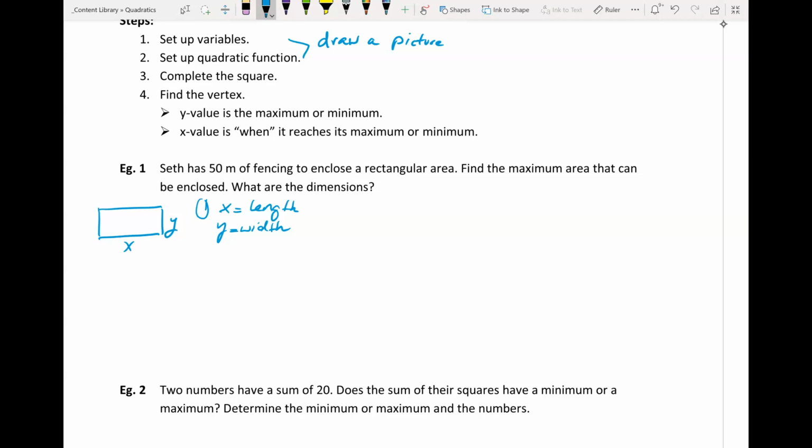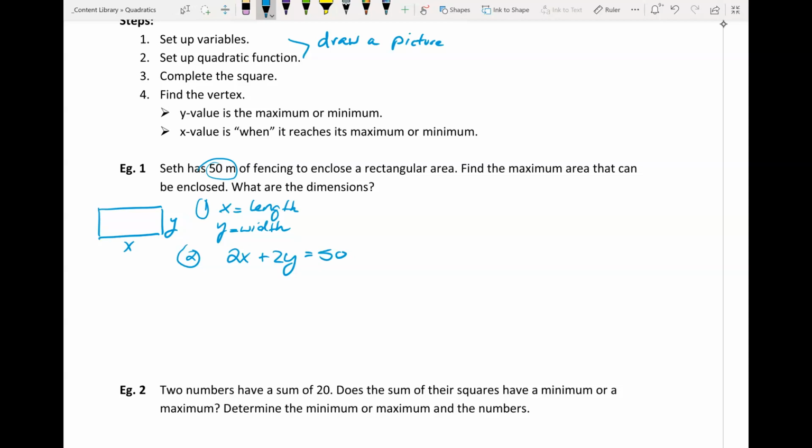Well, we need to create a quadratic function. There are some things we do know right now. We have information that we have 50 meters of fencing, which also means your perimeter, because we need to enclose this with 50 meters of material. So that means if I want to solve for my perimeter, that's 2x plus 2y is 50, because I have 2 widths and 2 lengths.